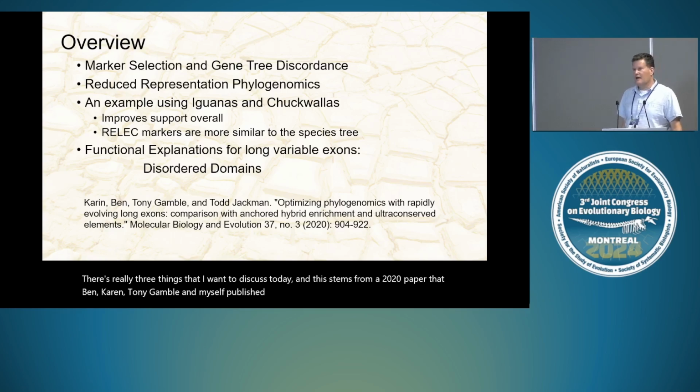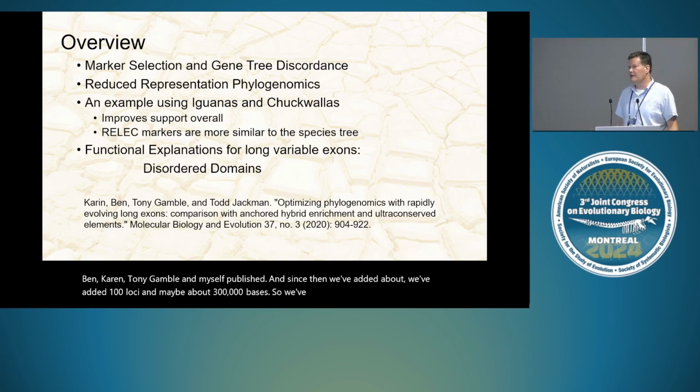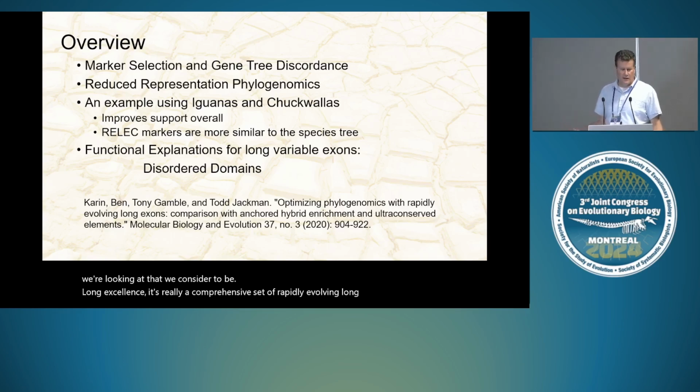Since then, we've added 100 loci and maybe about 300,000 bases. So we've got about 1 million bases that we're looking at that we consider to be long exons. It's really a comprehensive set of rapidly evolving long exons that are found in all amniotes.